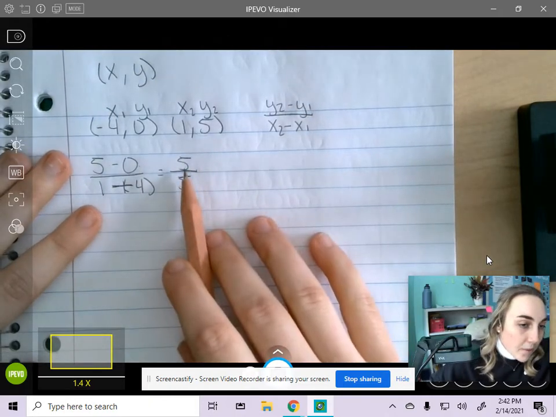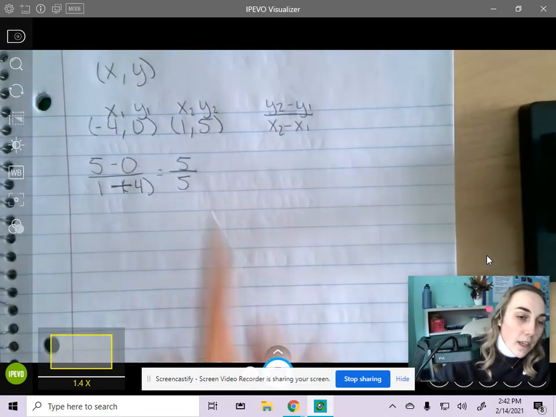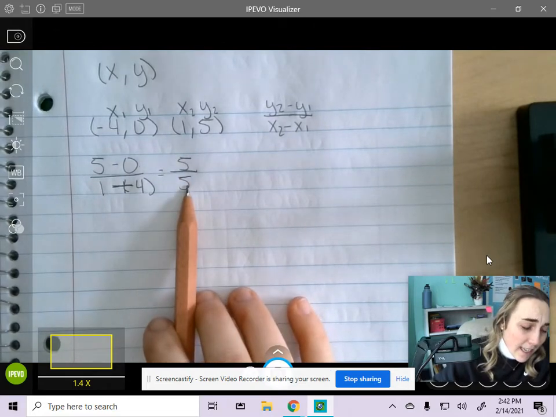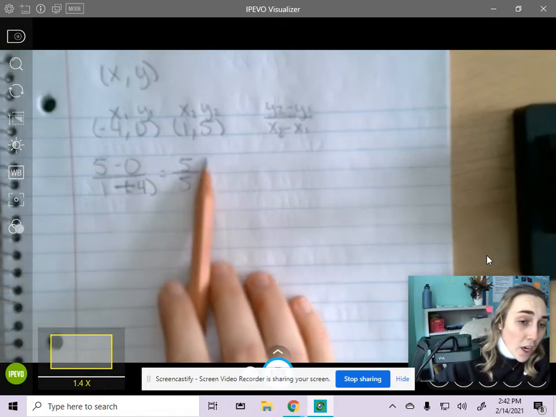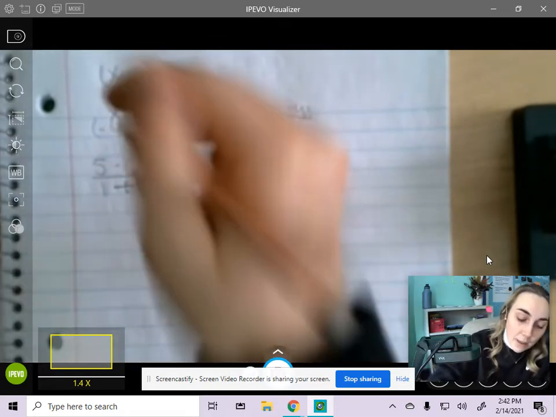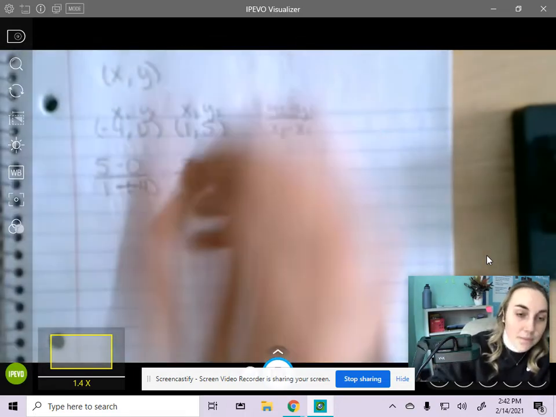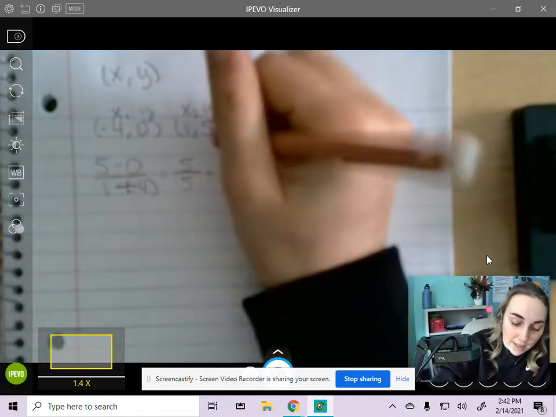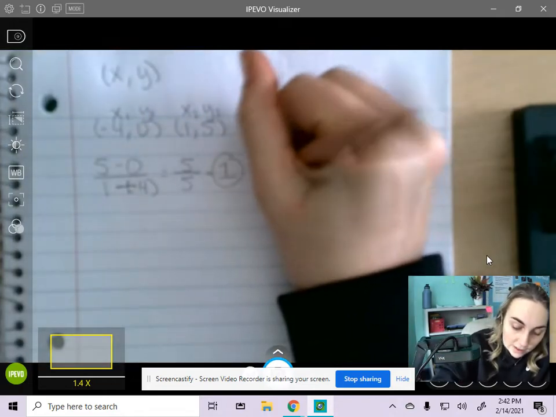And guys, if y'all remember from fractions a long, long time ago, when your numerator and the denominator are the exact same number, that means you have 1 whole of a fraction. So 5 over 5 can be reduced to just 1. So guys, that means that 1 is our slope.